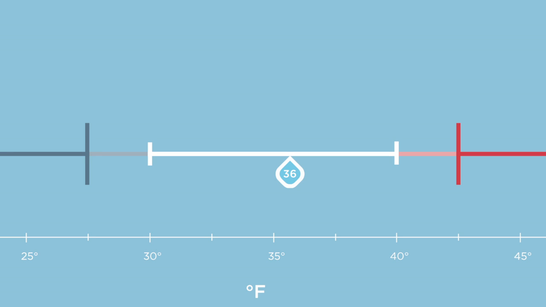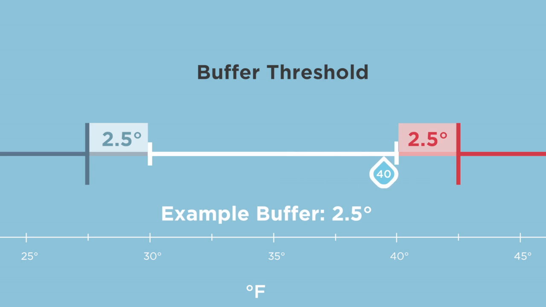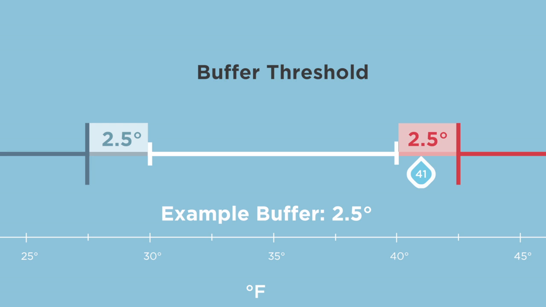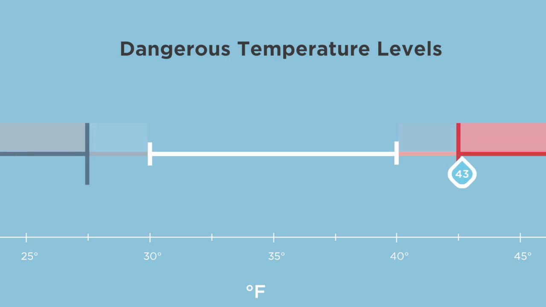In order to reduce excessive and unnecessary notifications, we've included a buffer zone. If a device's temperature or humidity is outside of its ideal range, but is within the buffer, you won't receive a notification. The device will be listed as having an issue though. This is for situations where the temperature is not perfect, but it's also not dangerous enough to require a notification. Once the temperature exceeds the buffer zone, you will receive a notification.